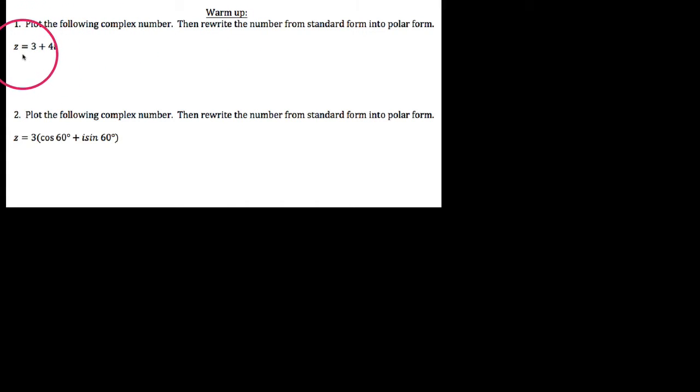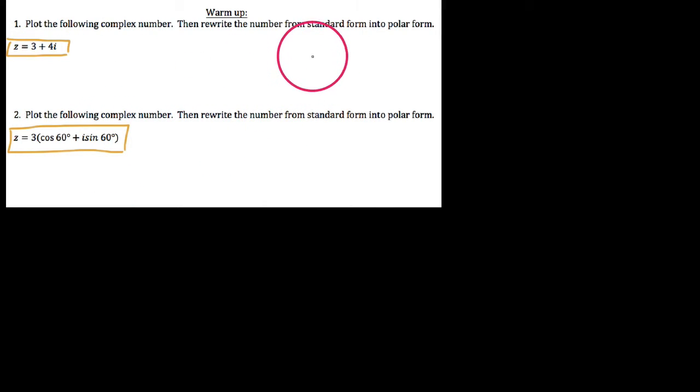I've given us a couple of complex numbers, one in rectangular form, this a plus bi form, and the other one in r cis theta form, or r cosine theta plus i sine theta form, or polar form. What we're going to do is plot these numbers and then convert them into polar form if it's in rectangular, or vice versa. If it's in polar, we'll put it into rectangular.